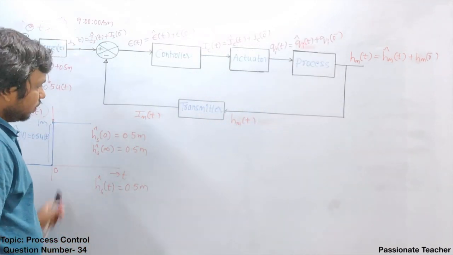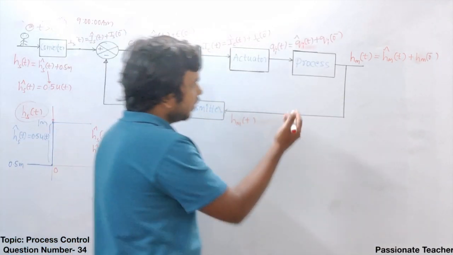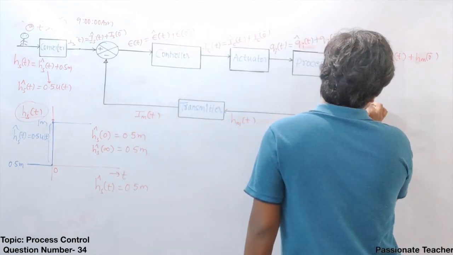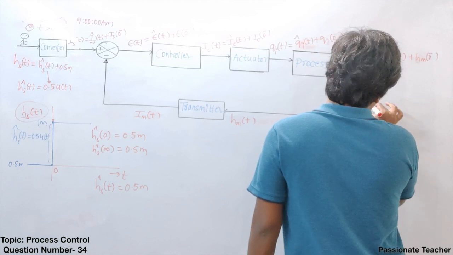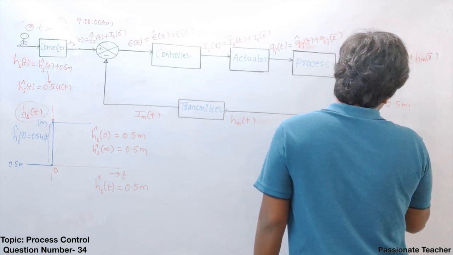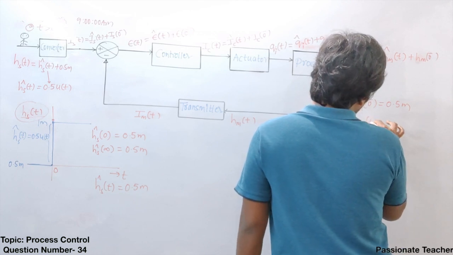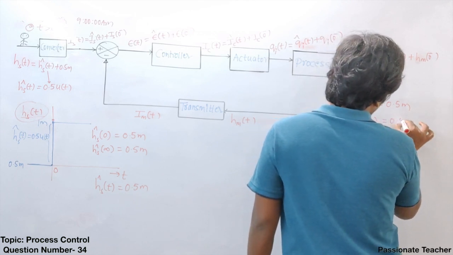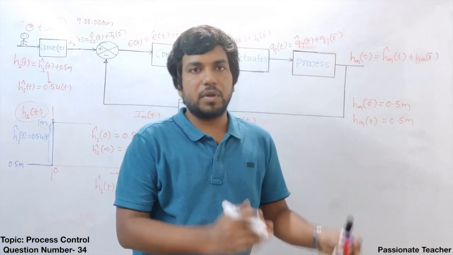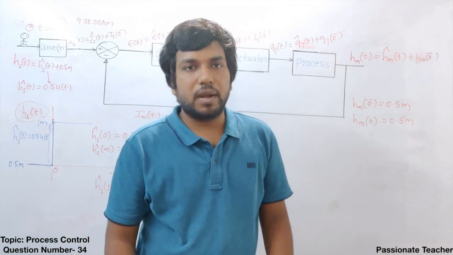Right. Now if you look at the water level here, Hm of t, we are very sure that Hm of 0 minus is very well at 0.5 meter, but Hm of 0 is also going to be 0.5 meter only, because the water level will not change immediately within the limited time, because it forms a capacitive kind of circuit.